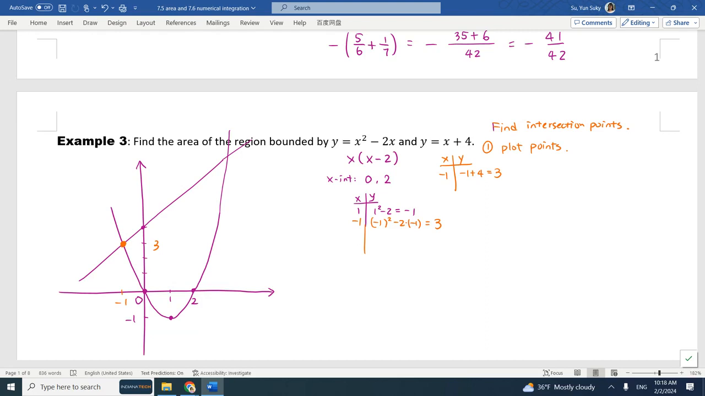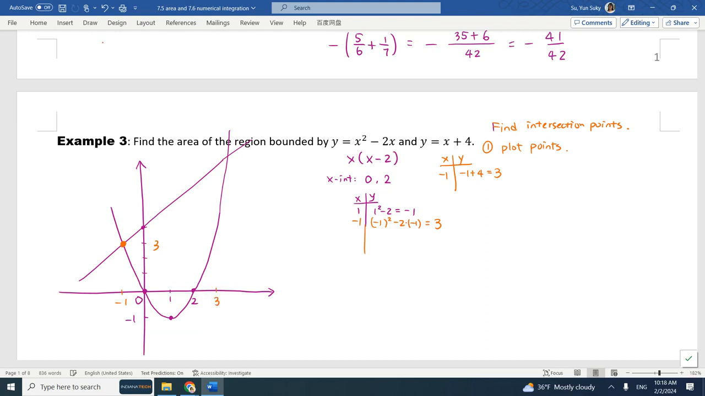So method 1 is you plot points and then you find it. Okay, and of course make the table to verify it's really the point on both of the curves. Okay, how about the other one?